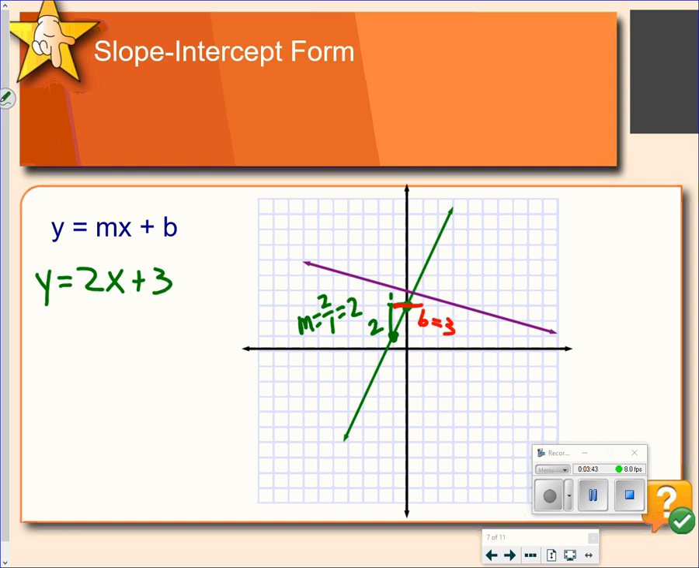For the purple line, 2 good points might be this one and this one. From there, the rise would be -1. The run would be +3. So the slope would be -1 over 3, rise over run. So our equation is going to be y equals -1/3 x, and then the y-intercept on this one appears to be 4, so we're going to do +4.